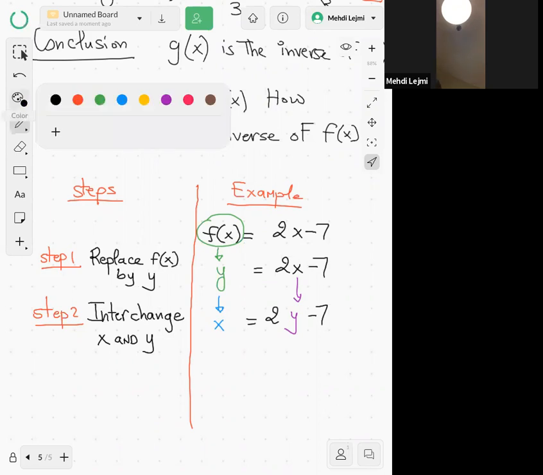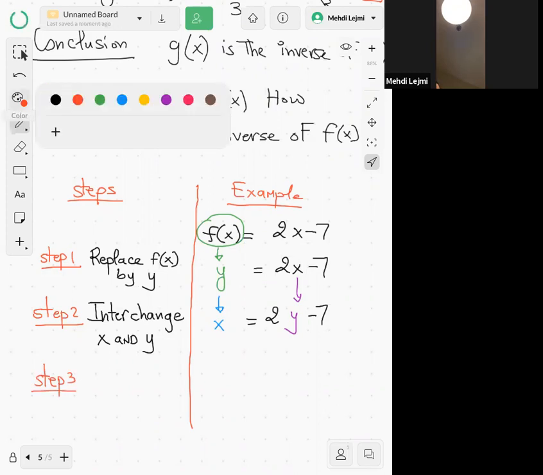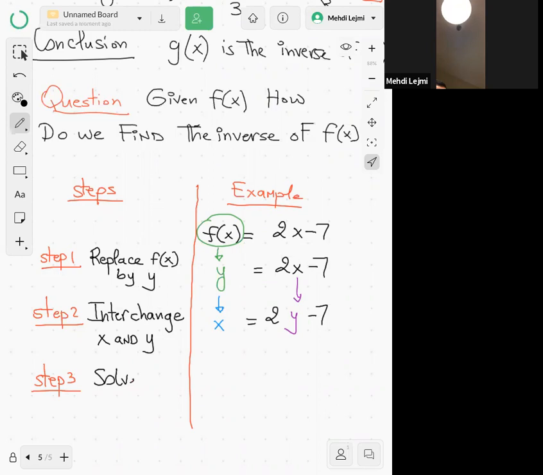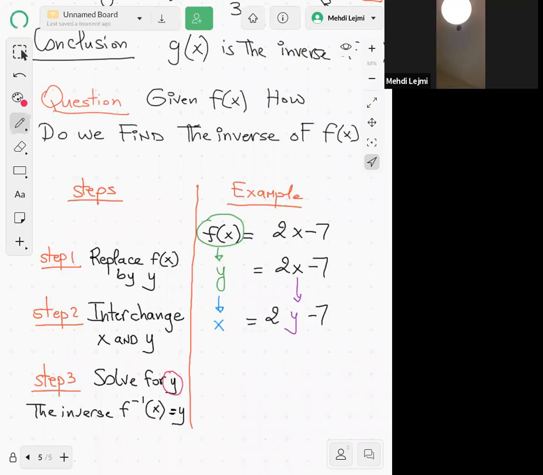And the last step, we have to solve for y, and that will be your inverse function. So solve for y, and the inverse function f to the power -1 of x, that will be the y. Okay. So again, we need to solve for y, guys. It's not for x. I know x is equal to y minus 7, but we need to solve for y. Okay. So here's my y. I want to solve for y.